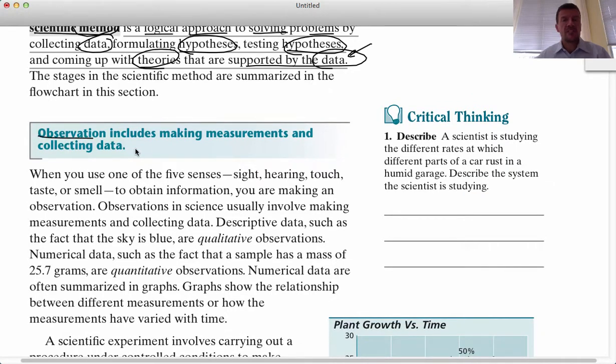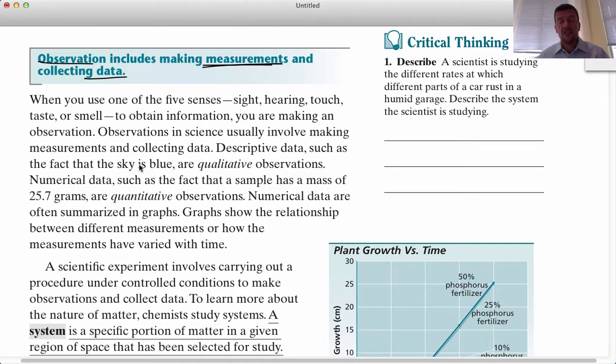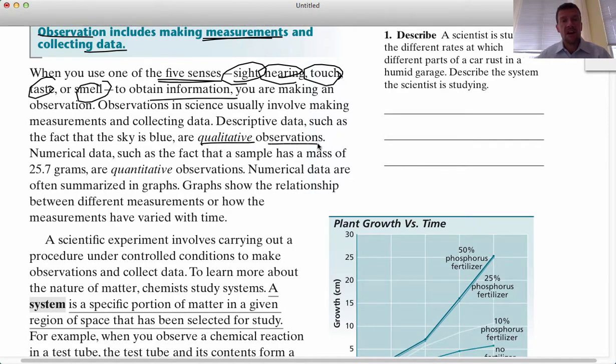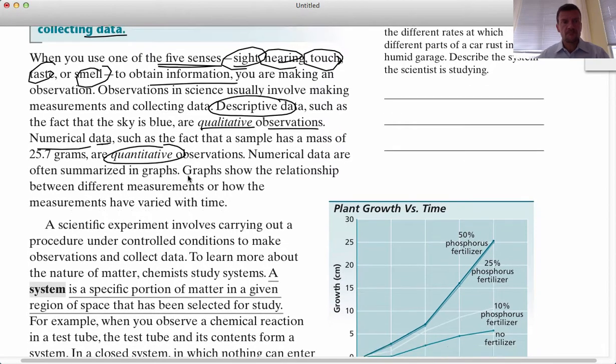Those observations that we make, obviously we're going to be taking different measurements and collecting data, and then we use that data in order to look at relationships. We use our 5 senses, sight, hearing, touch, taste, or smell, to obtain information. That information can be broken down into qualitative observations. Those are more descriptive in nature, something like a certain color, or how something feels. And then there are also the quantitative observations that we make. Those are more measurement specific, numerical data. So something that you may weigh or find the length of, some value that you collect from a particular measurement.